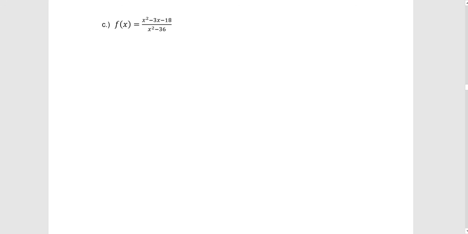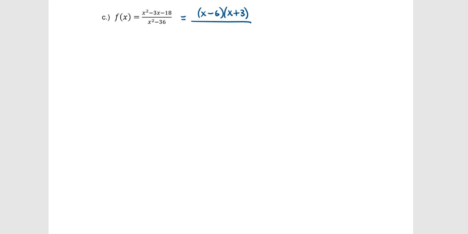Okay, so let's do one more here. We have f of x equals x squared minus 3x minus 18 divided by x squared minus 36. Factoring this numerator, we get x minus 6 times x plus 3, two numbers that multiply to -18 and also add to -3. Factoring that denominator, we end up with x plus 6 times x minus 6, difference of squares factoring for that one. And we see that x minus 6 will cancel. So we're left with x plus 3 over x plus 6.